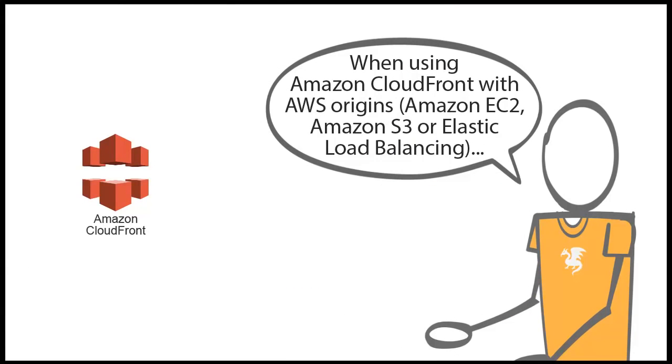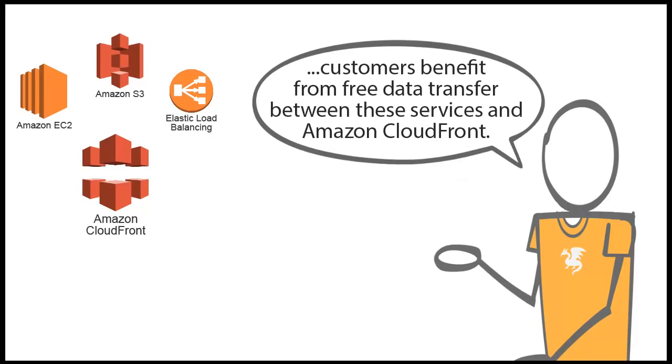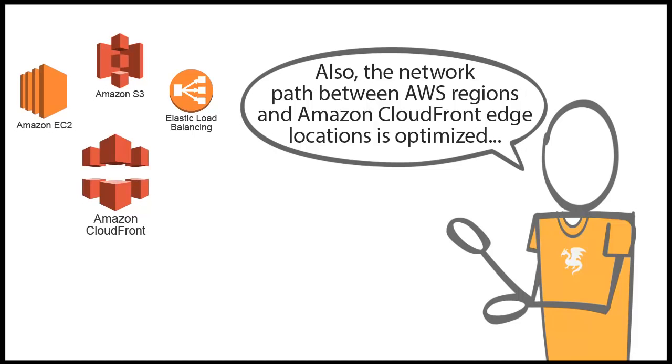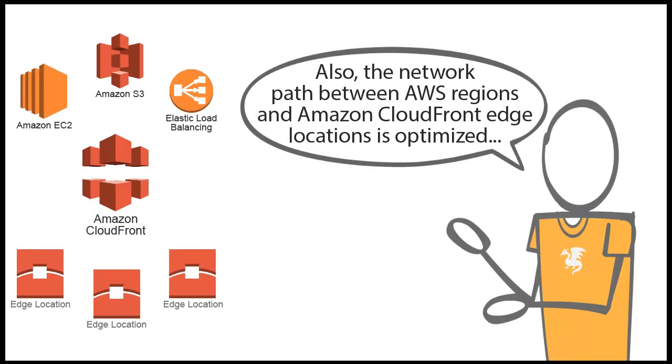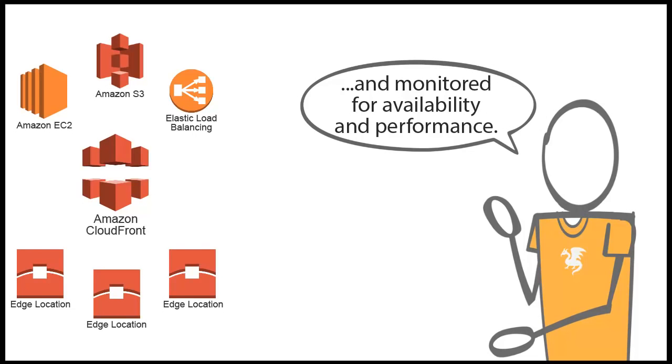When using Amazon CloudFront with AWS Origins, Amazon EC2, Amazon S3, or Elastic Load Balancing, customers benefit from free data transfer between these services and Amazon CloudFront. Also, the network path between AWS regions and Amazon CloudFront edge locations is optimized and monitored for availability and performance.